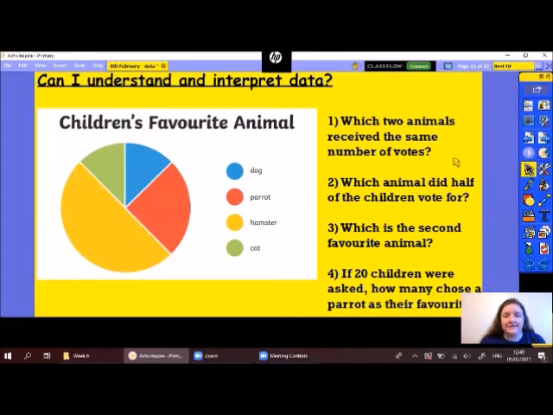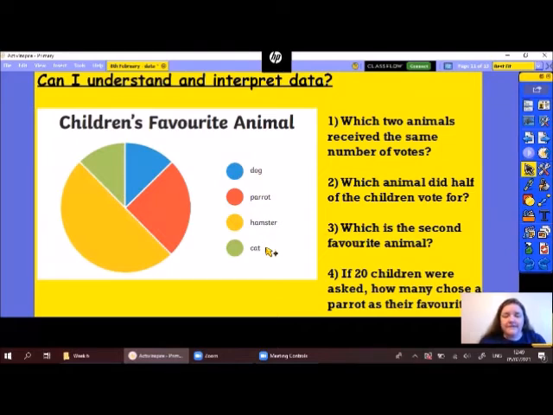Right, let's have a look at those answers. So question 1 is which 2 animals received the same number of votes? Now in a pie chart, remember, the slices are bigger the more people vote for them. So if you've got 2 animals that received the same amount of votes, that means the pie slices should be the same size. So on our chart here, we can see that the green and the blue sections are the same size. So we come to our key and we can see that that is dog and cat.